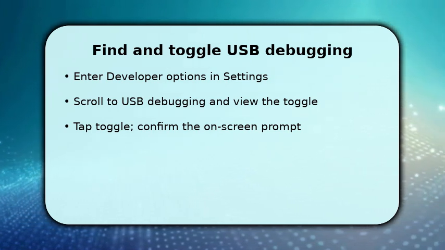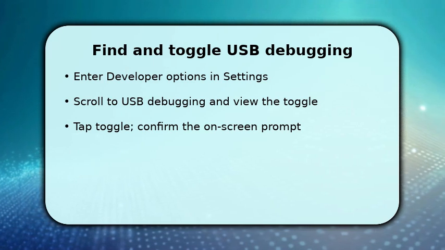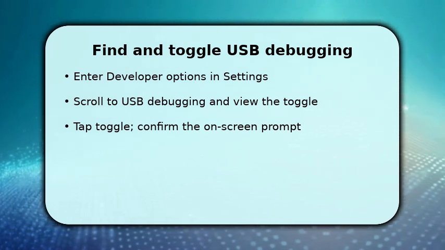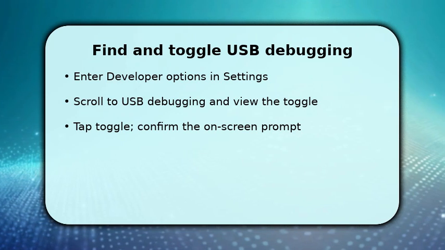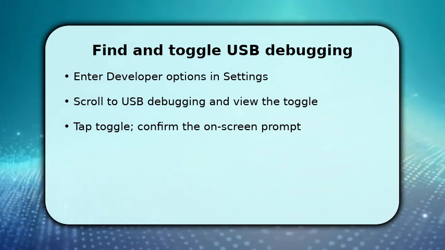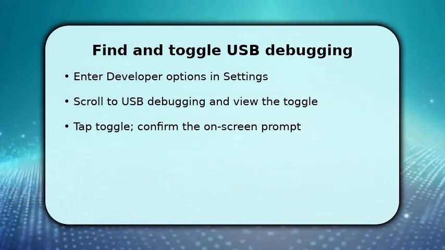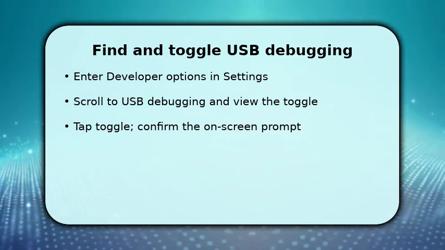If it's currently on, you'll see a confirmation dialog asking to allow USB Debugging. Confirm to disable. Make sure to watch the toggle change to off. This disables ADB access from a connected computer and secures the device.